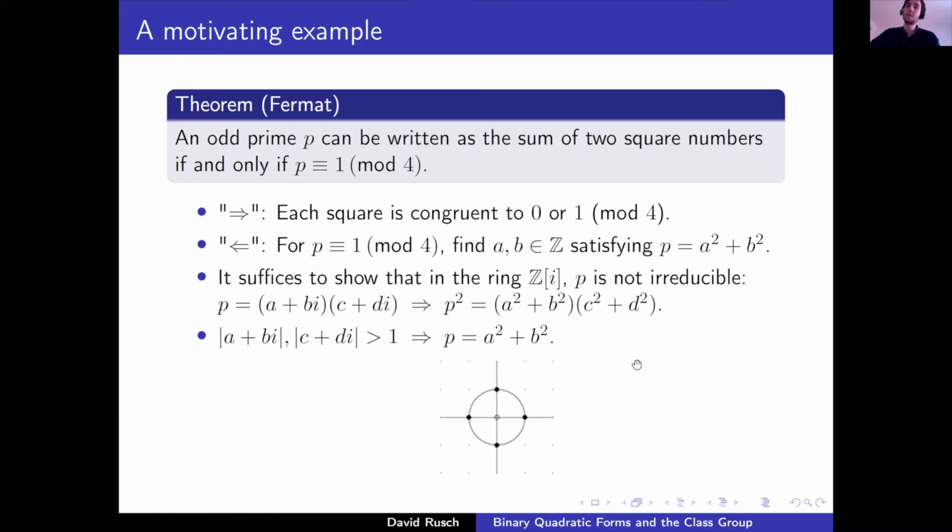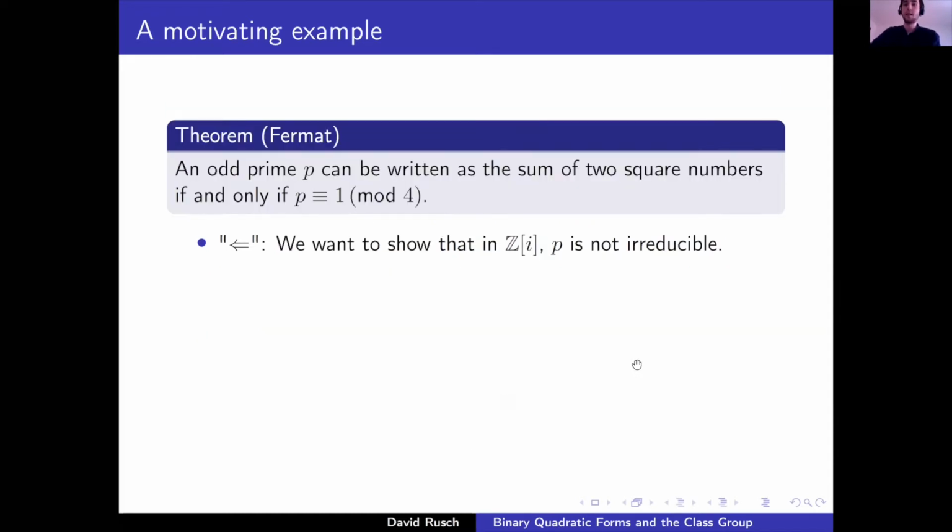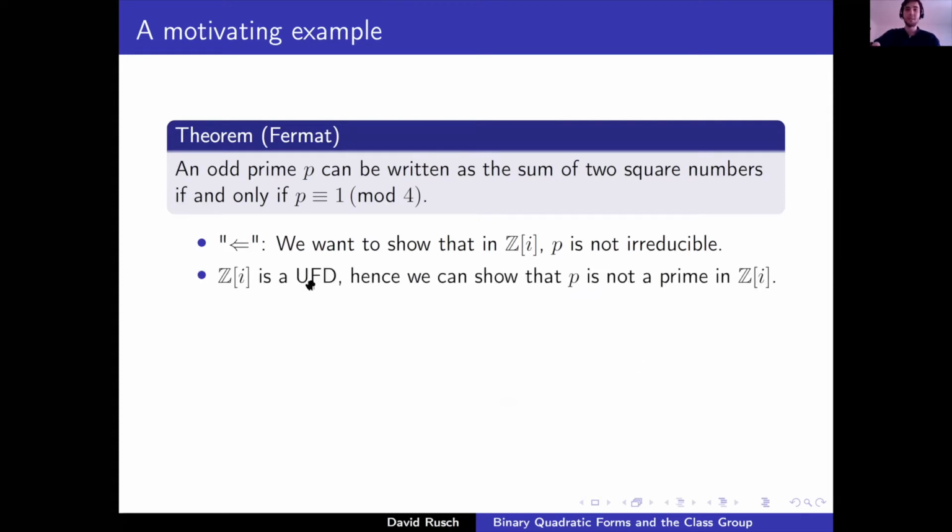So what we really want to do is show that P is not an irreducible element in the Gaussian integers. All right, and maybe we know from algebra 1 that this ring here is a unique factorization domain. And in UFDs, we know that irreducible elements and prime elements are the same thing. So we can also show that P is not a prime in this ring. And what does this mean?